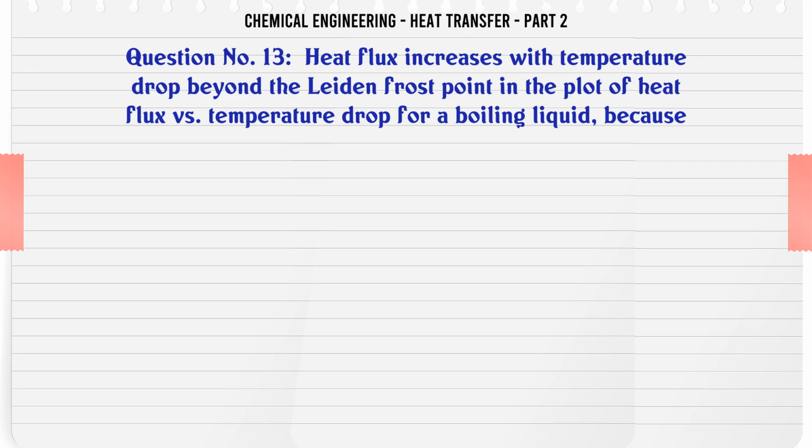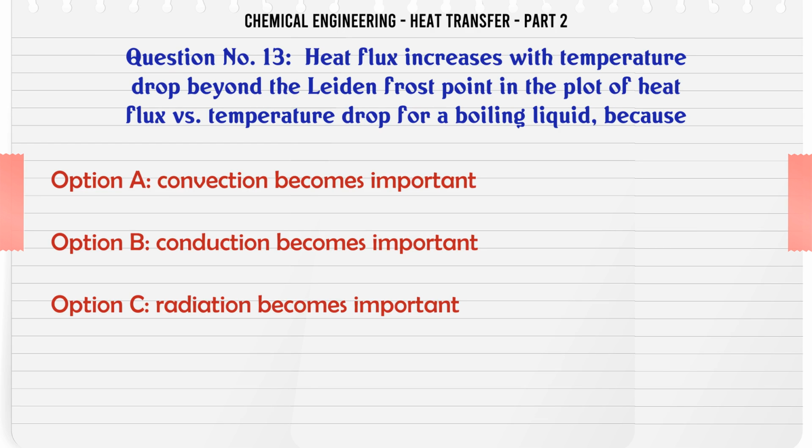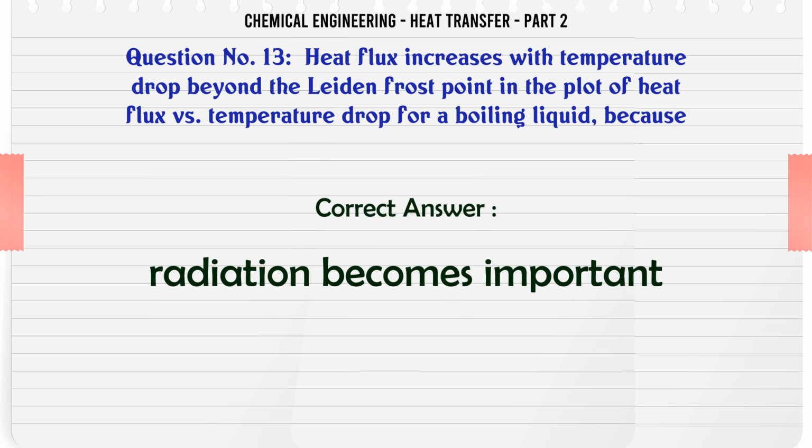Heat flux increases with temperature drop beyond the Leidenfrost point in the plot of heat flux versus temperature drop for a boiling liquid because A. Convection becomes important. B. Conduction becomes important. C. Radiation becomes important. D. Subcooled boiling occurs. The correct answer is radiation becomes important.